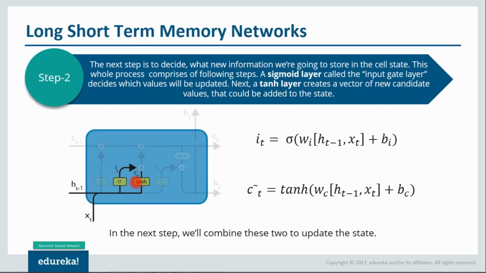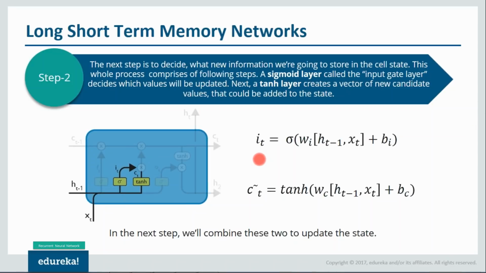Then there's also a tanh layer that creates a vector of candidate values, c bar of t, that will be added to the state later on. Let me explain it in simpler terms. The previous timestamp's output and the new input are passed through a sigmoid function, which gives us i of t. This i of t will be multiplied by c bar t, which is the previous output and the new input passed through a tanh. This will later be added to our cell state, and the next step will combine these two to update the state.